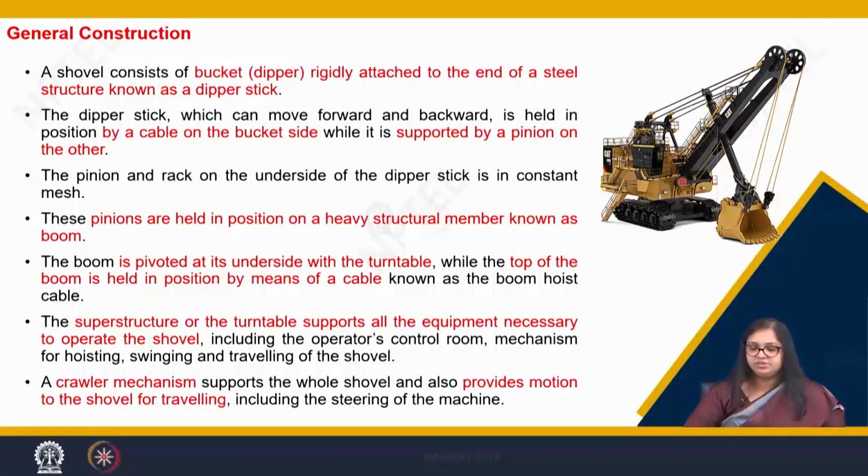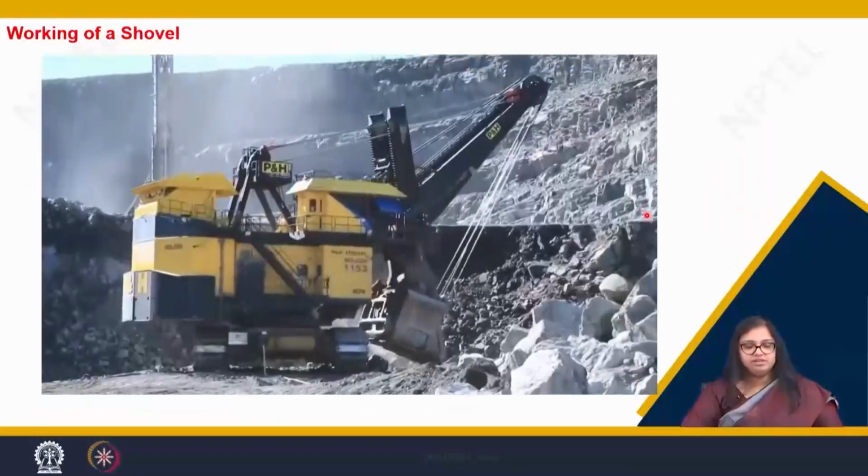with the turntable. So one end of the boom is attached to this turntable, and at the other end the boom is held by a cable, which we can see, and the sheaves for these cables are housed on the superstructure. And at the bottom there are the crawler mechanisms which help in supporting the complete superstructure and the forward and backward movement of this complete machine.